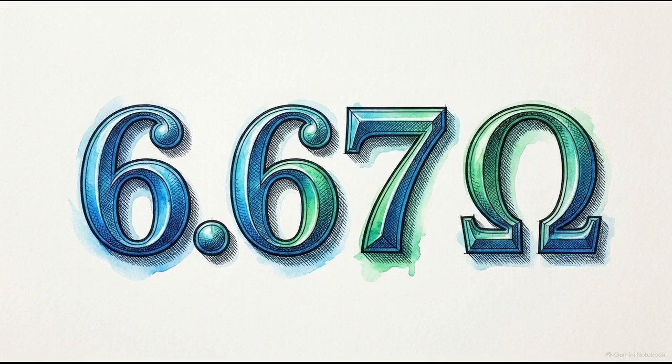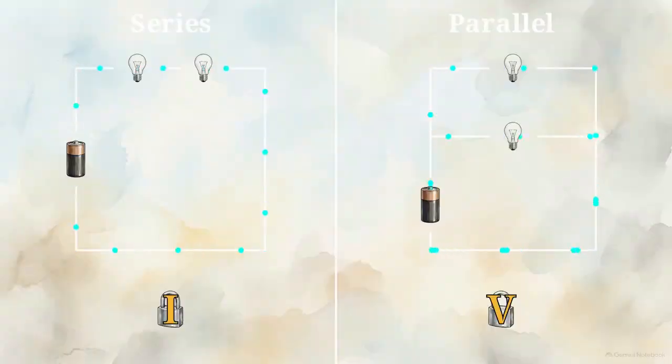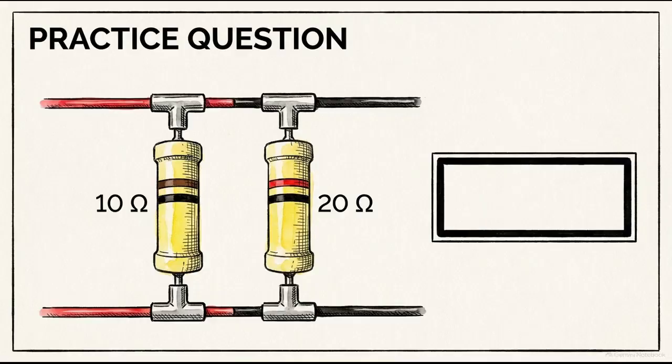We can validate this shortcut by calculating the total resistance of a circuit containing a 10 ohm and a 20 ohm resistor. First, we multiply the values for our numerator, 10 times 20. Then we add the exact same values for our denominator, 10 plus 20. This simplifies cleanly to 200 divided by 30, which gives us a total equivalent resistance of 6.67 ohms.